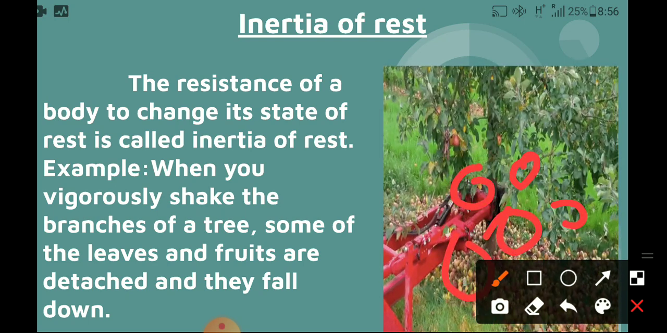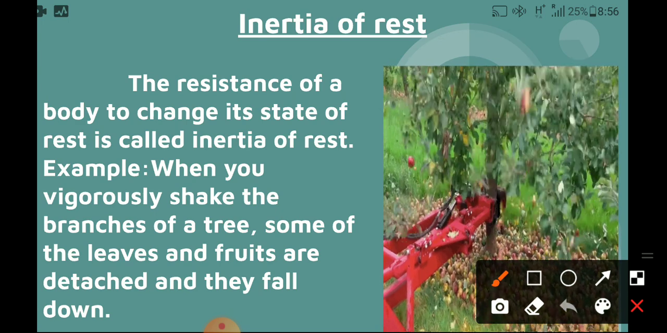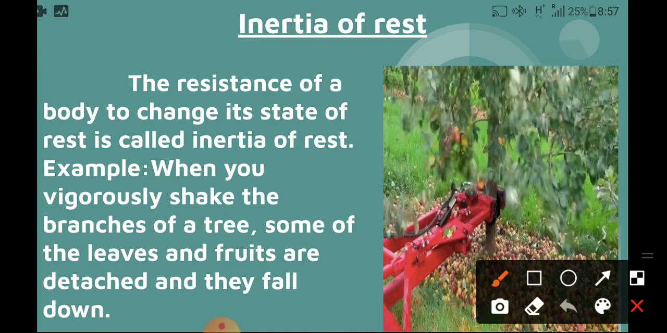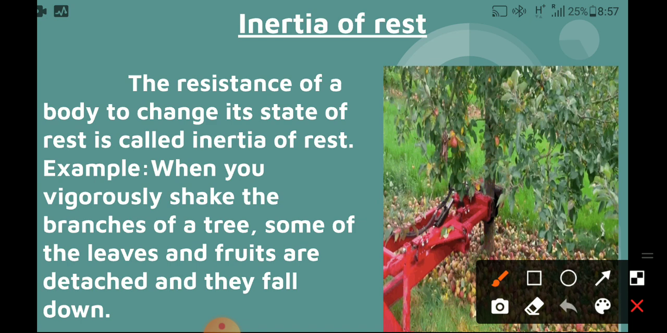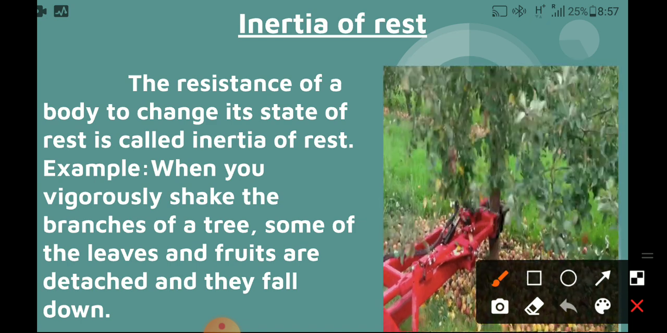We all have gone through this. Few people like to eat mangoes, so when they are ripened they used to do this kind of thing. They used to shake the tree or the branches of a tree.